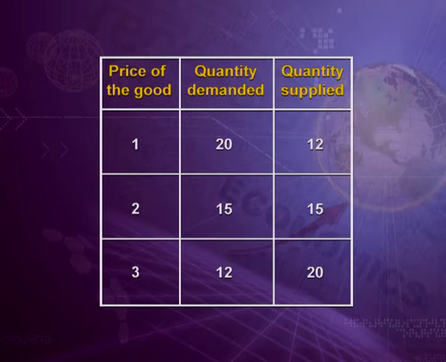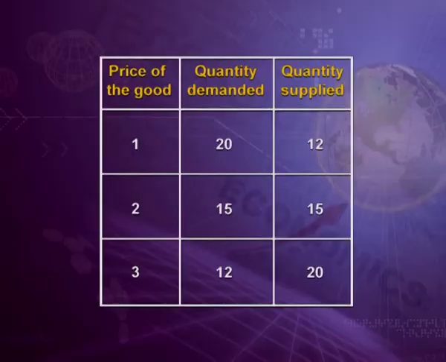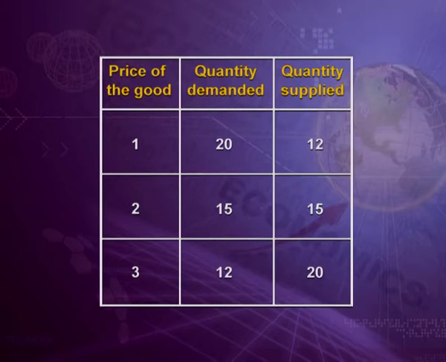As price increases from 1 to 2, quantity demanded falls from 20 to 15, as the law of demand states that when the price of a good increases, quantity demanded will go down. But at this increased price of rupees 2, quantity supplied increases from 12 to 15 as per the law of supply. At rupees 3, quantity demanded further falls to 12 units and quantity supplied further increases to 20 units.